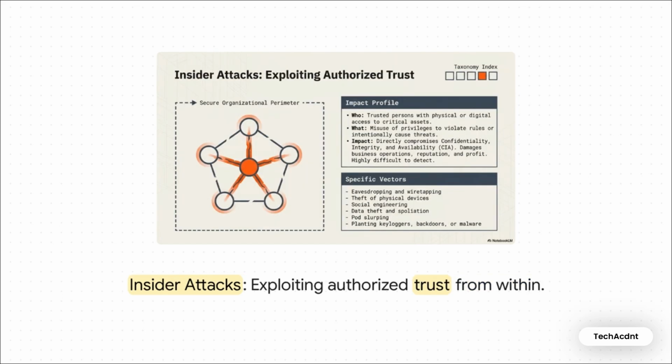Then we have to talk about the deep psychological betrayal of an insider attack. Your outer perimeter might be built like a fortress, but the threat is coming from the inside. We're talking about trusted personnel, people who already have physical or digital access, and they intentionally misuse it to plant keyloggers, steal devices, or siphon off data. It's incredibly hard to catch because they bypass all the standard security checks. They already have the keys to the castle.